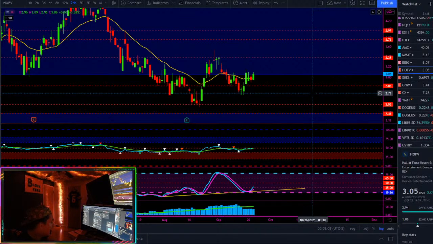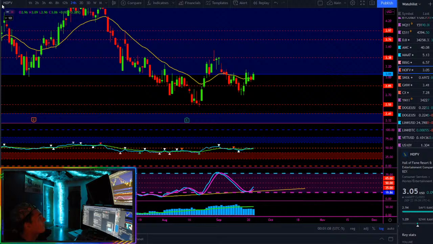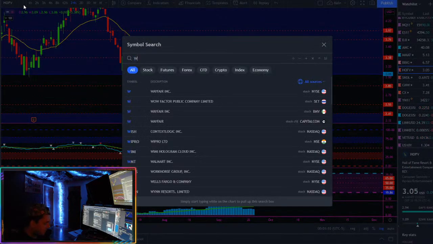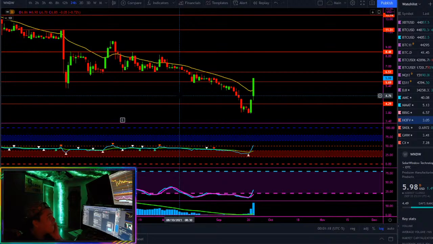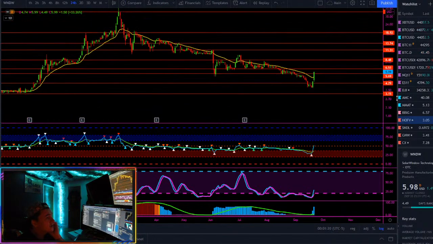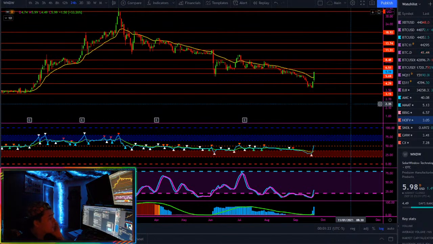All right, let's do WNDW. That is from Jennifer. Solar Window Technologies, over the counter. This one potentially could be looking at reversal.